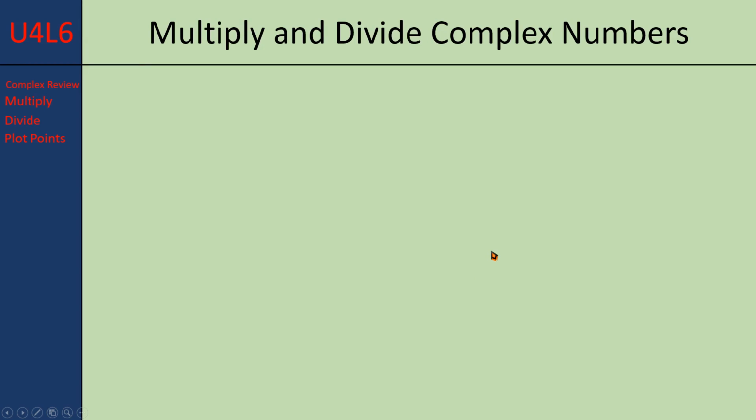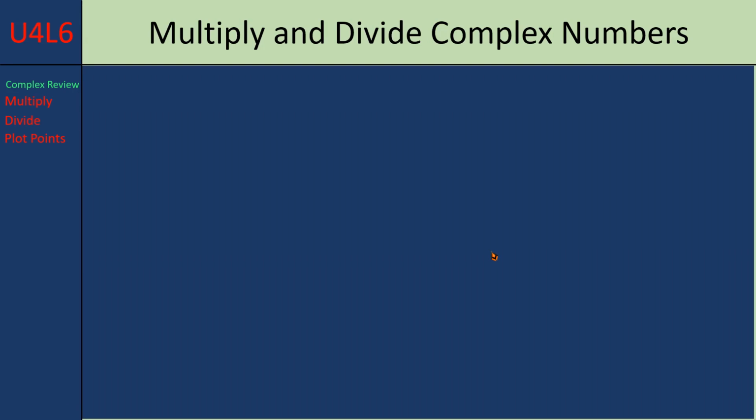Okay, this is U4L6, and we're talking about multiplying and dividing complex numbers. So let's look at a little bit of review on complex numbers. Remember that i is the radical of -1.